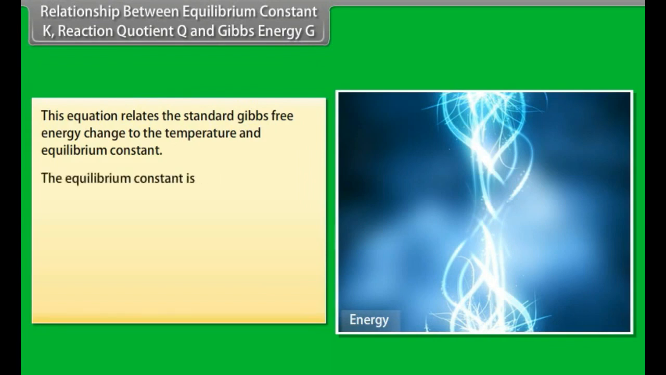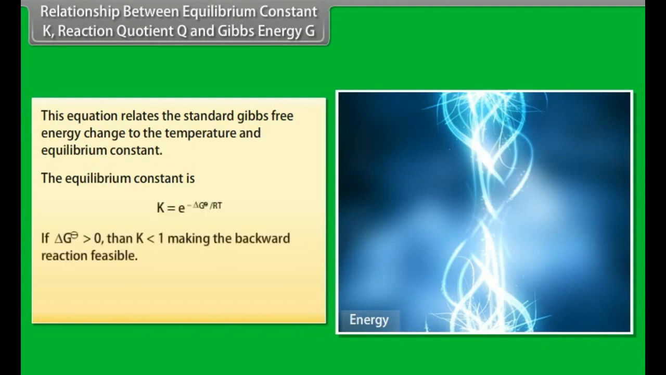The equilibrium constant is, if the change in standard Gibbs free energy is greater than 0, then K is less than 1, making the backward reaction feasible. If the change in standard Gibbs free energy is less than 0, then K is greater than 1, making the forward reaction feasible.